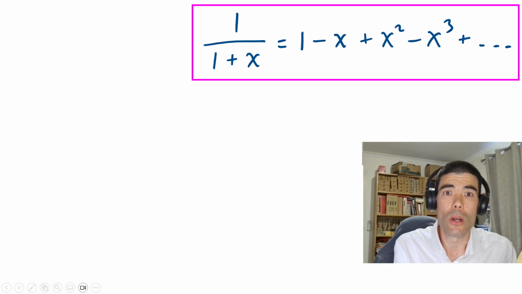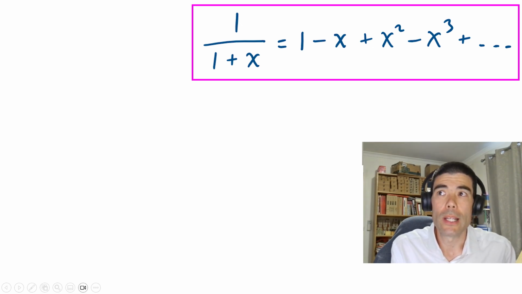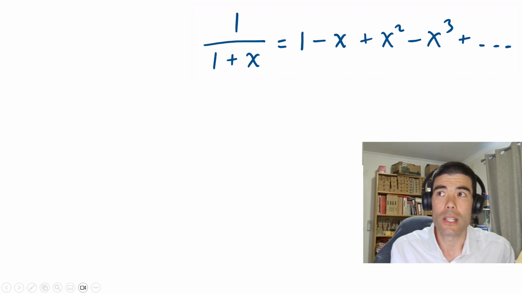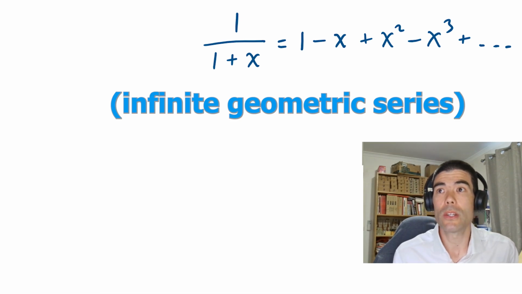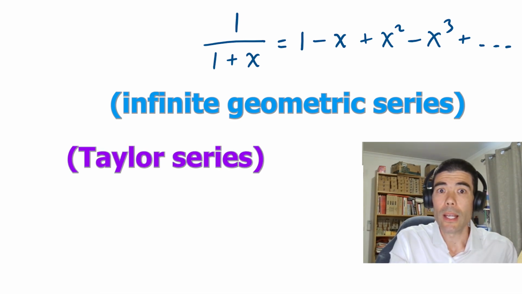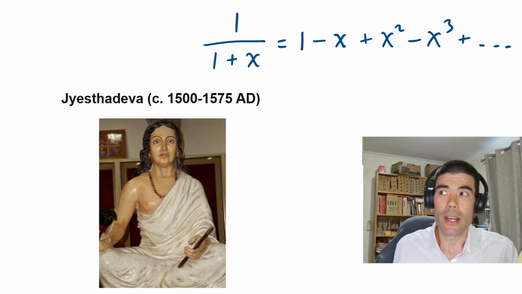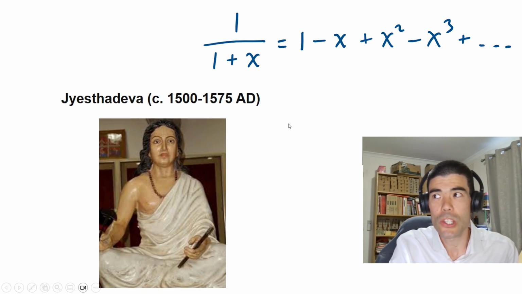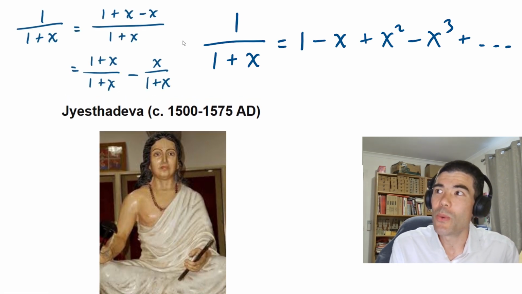So if we have 1 over 1 plus x, we can write that as 1 minus x plus x squared minus x cubed plus etc. And you probably learn that when we talk about geometric series, infinite geometric series, or later on again in calculus as a Taylor series. But the Indian mathematicians didn't do any of that. Okay, so this is attributed to this mathematician, Deva. And this is what he did.